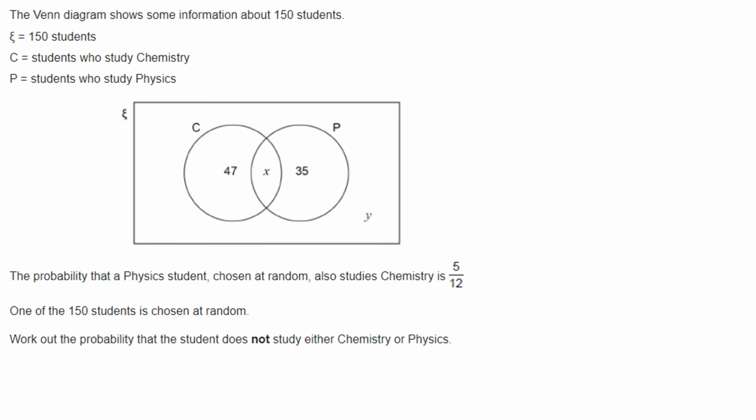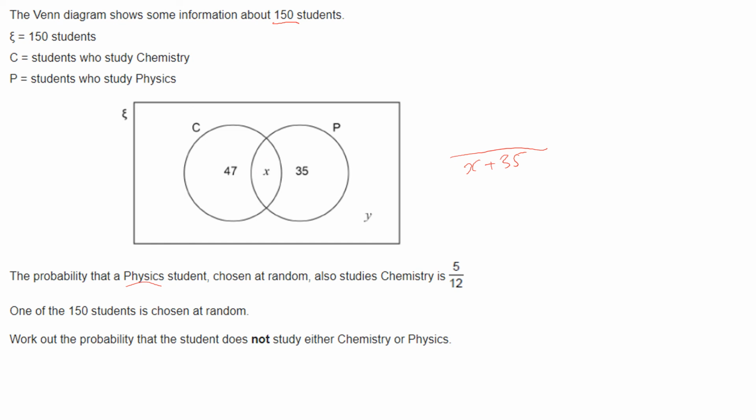So to finish off, we've got a fairly complicated question, some bits of fractions in there as well, a bit of algebraic solving. Let's have a look at this. So we've got 150 students this time. C is for chemistry and P is for physics. We're told the probability that a physics student chosen at random studies chemistry is 5 out of 12. Now, how many students are there that study physics in total? There are x plus 35 of them, because that's this bit here and this bit here combined.